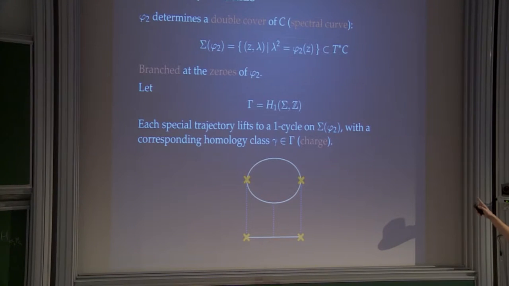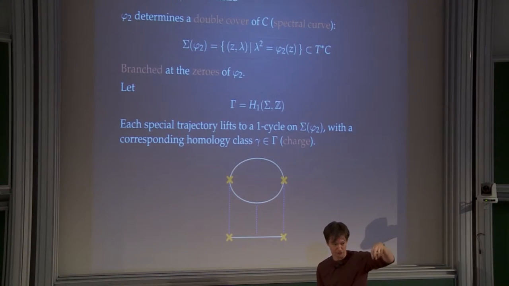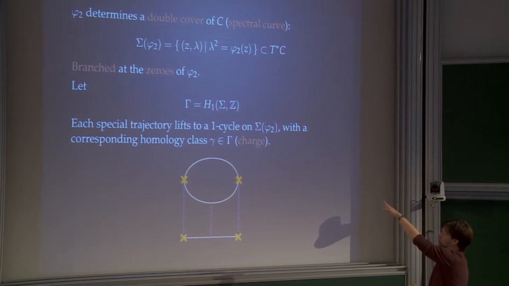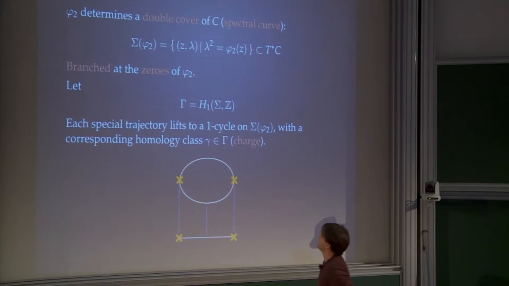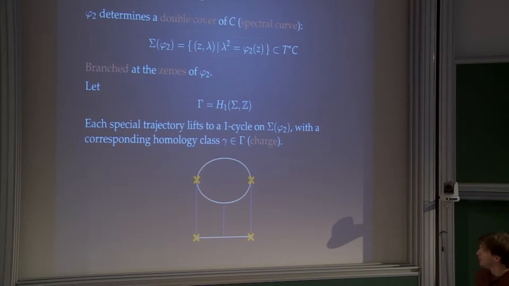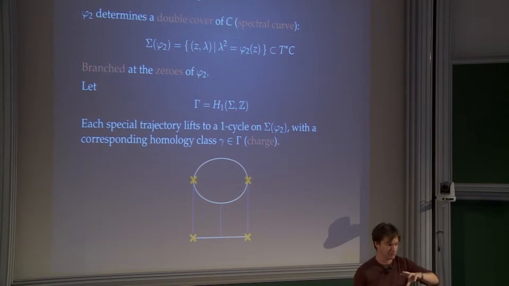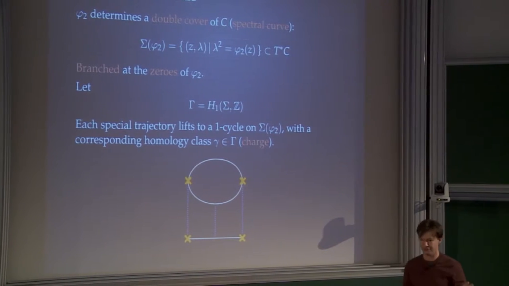There's an obvious 2-to-1 projection that just forgets the square root. That covering is, of course, branched at the zeros of phi 2. Those are the places where the two square roots come together. So we have this branched covering, really over the complement of the poles. Never mind the poles for a second. The important thing is that it is branched at the zeros. Let's define our lattice gamma to be the first homology of the spectral curve. Before, in the abstract physics part of the talk, I defined a lattice of charges, which kept track of the charges of all the particles in the theory. In this particular theory, the thing that keeps track of the charges is just the first homology of this spectral curve.